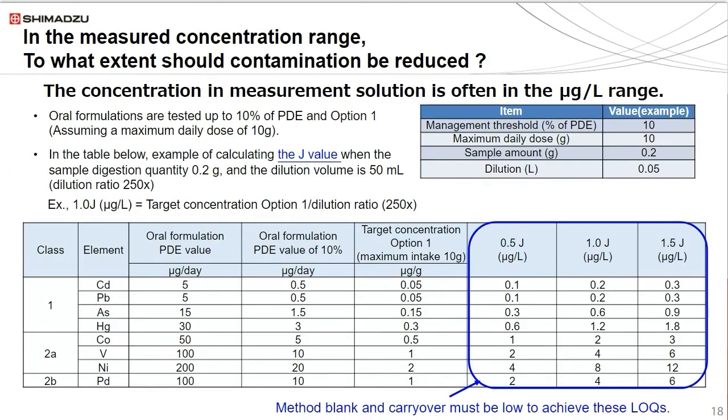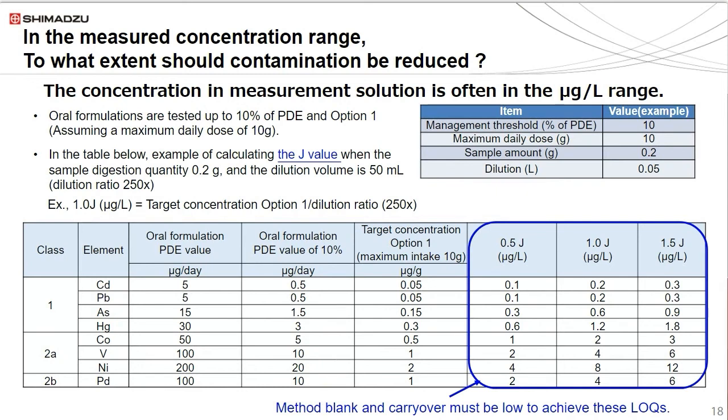So, how sensitive does the method need to be? Permissible daily exposure levels are detailed in USP and other guidelines and are generally stated in units of contaminant weight per day. Assuming a daily dose of 10 grams per day and applying the rule that we need to quantify to 10% of the lowest permissible level, we see the units change to micrograms per liter, weight over volume, and various concentrations below and above the J value calculated.